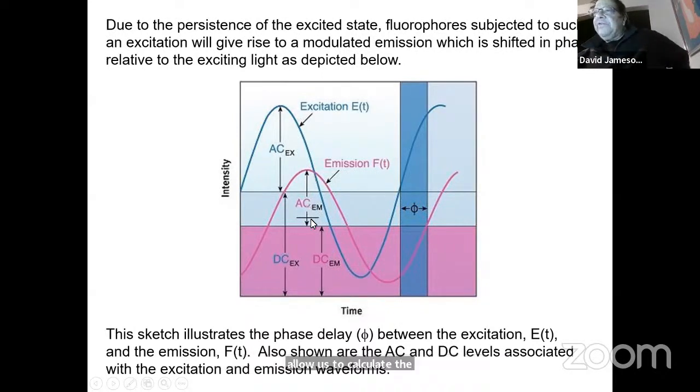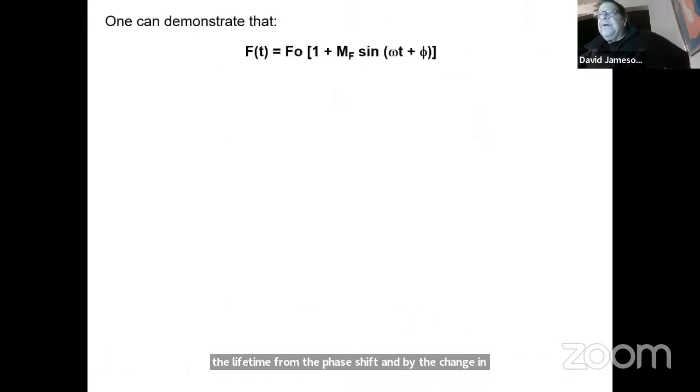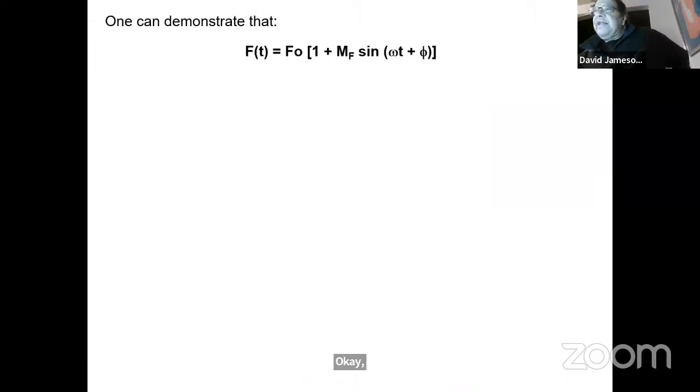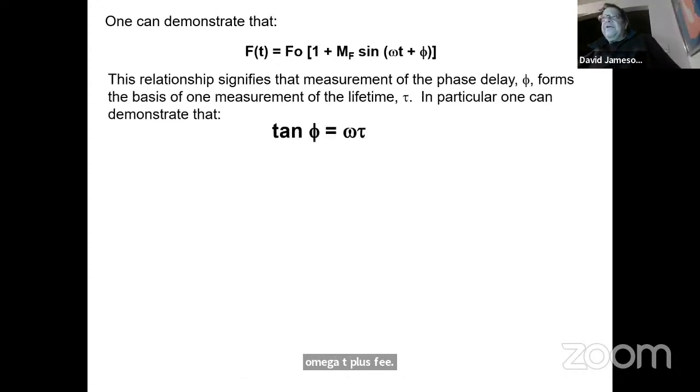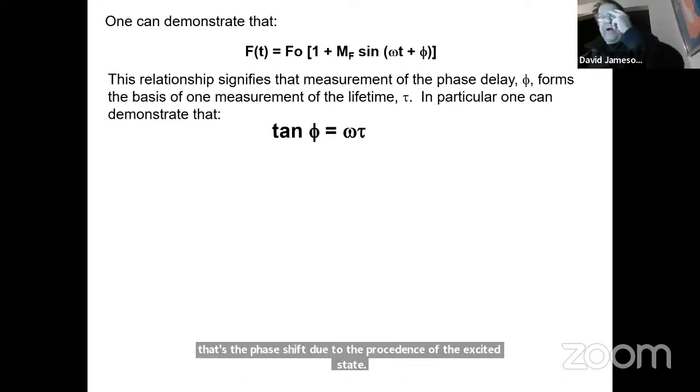But also the modulation of the emission changes too, because we're coming down and down and down, but then we get pumped up again by the exciting light. So we never reach the depth of modulation we did in the excitation case. So basically, we can measure the lifetime from the phase shift and from the change in this modulation factor. The equation describing the fluorescence intensity is as follows, just like the excitation, but instead of sine omega t, we have sine omega t plus phi, where phi is the phase shift due to the persistence of the excited state.